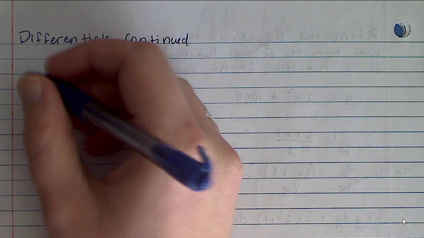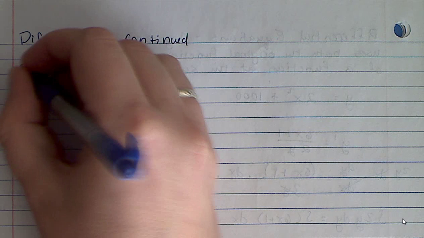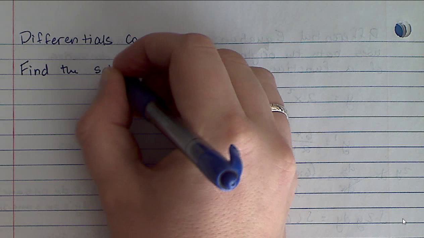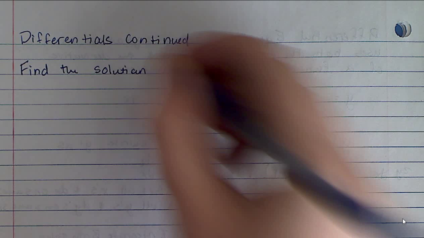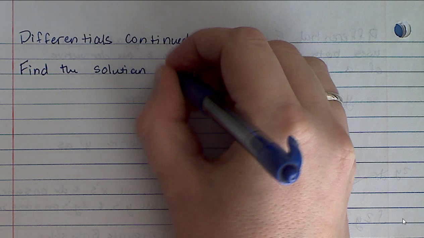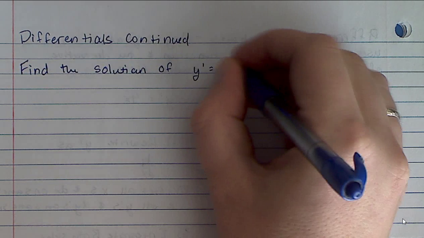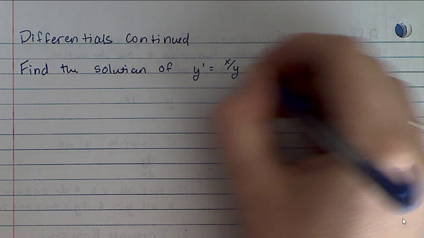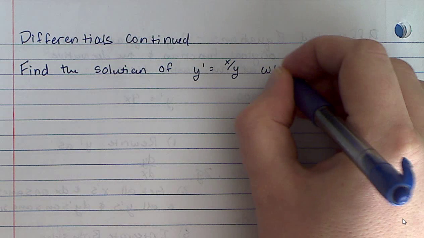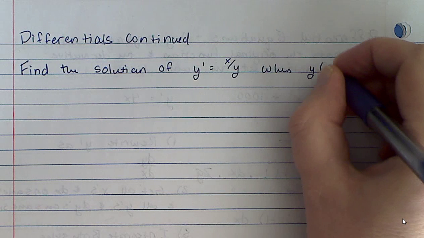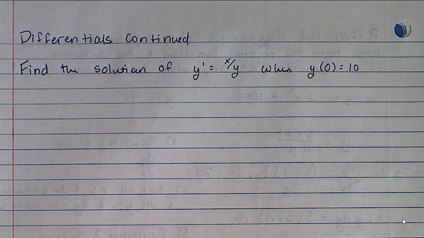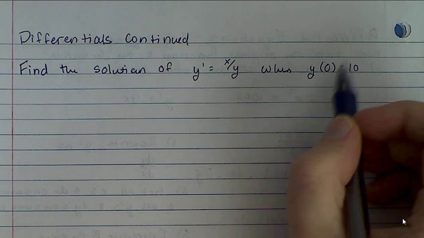So let's say that we want to find the solution of, and this is how it'll appear on your assignment: find the solution of y prime is equal to x over y when y of 0 is equal to 10. How this is different from what we've done before is adding this y of 0 is equal to 10.